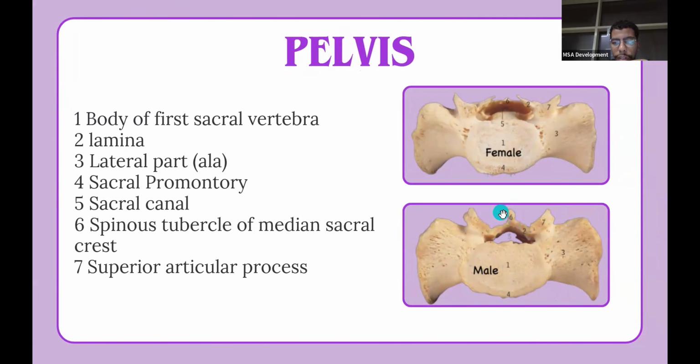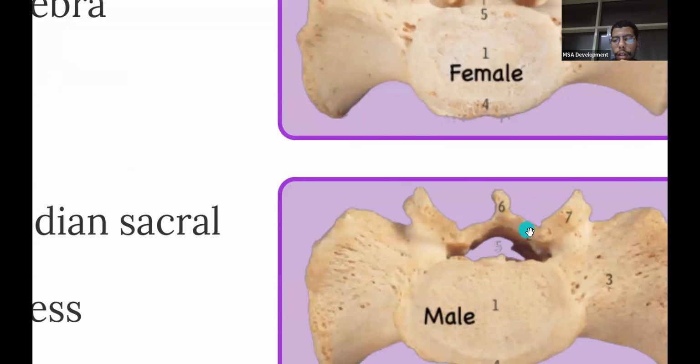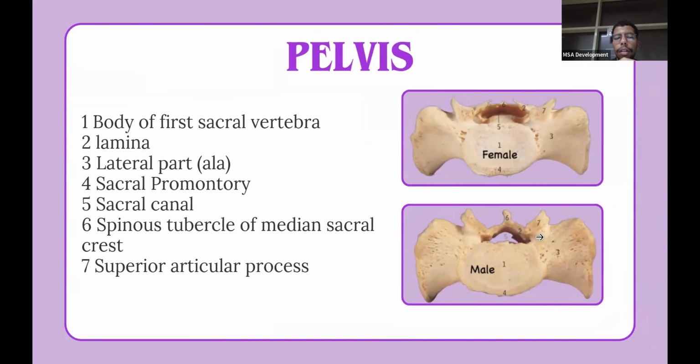Number 6. And then we have the superior articular process, which is the point that attaches to the lumbar vertebra. So it's an articulation point between the sacrum and the lumbar vertebra. Now from the superior articular process to the spinous tubercle, we have this connection between them. Any connection between these two in all parts of the vertebra is always called the lamina.